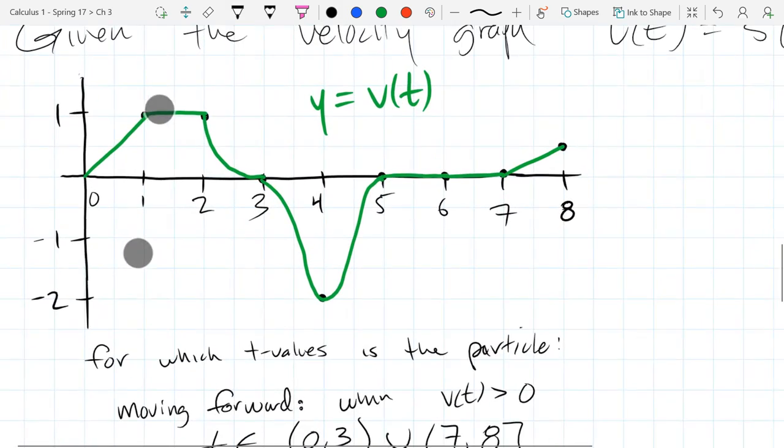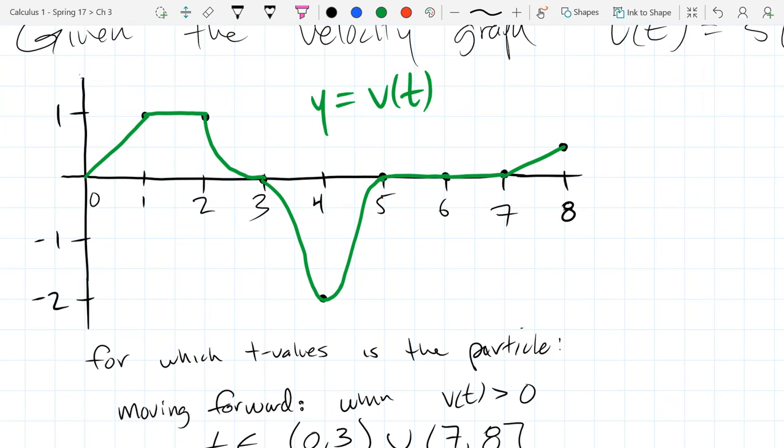Where's the next place it's increasing? 4 to 5, but it looks negative. So it looks negative because you're not looking at the slope. What is negative about that point that I wrote down? Here's a slope. The slope's very positive. It's very steep. It's not the slope that's negative. The direction's negative. So we're going backwards, but we are accelerating in a forwards direction. So we're going backwards more slowly.